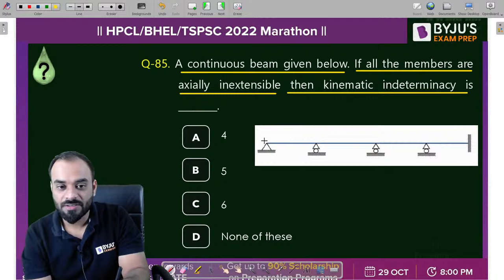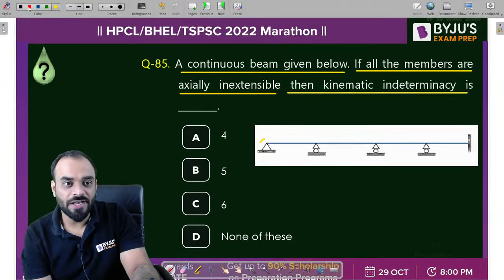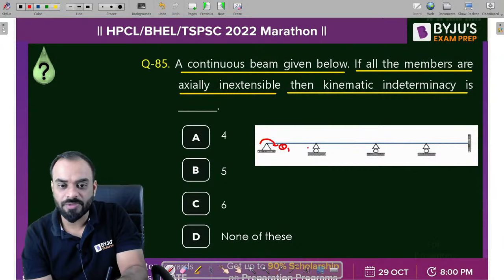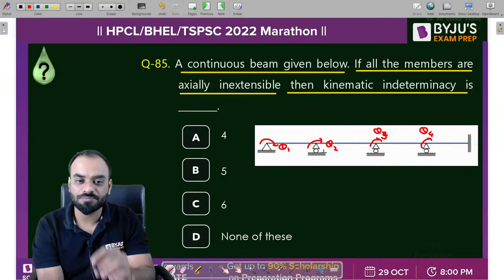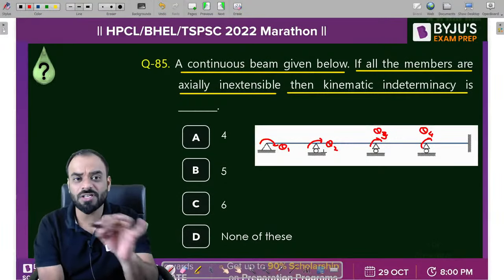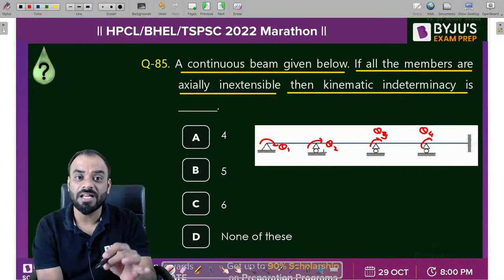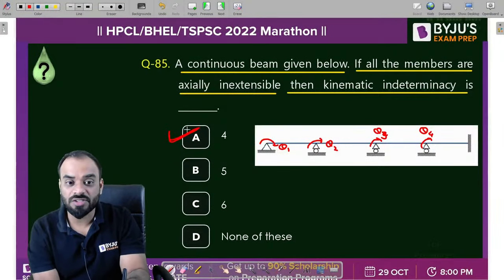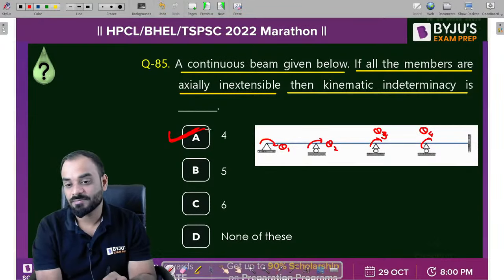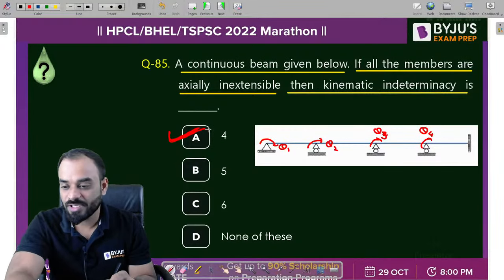Okay, let's check it out guys. You know that guys, we can calculate the Dk easily. This is theta 1, which is possible, theta 2, which is also possible, theta 3, which is also possible, and theta 4, right? But we know that there is no horizontal displacement over here because the members are axially inextensible in nature. That's why the answer should be what? The answer should be 4, not 6. It should be 4. ठीक है Santu?